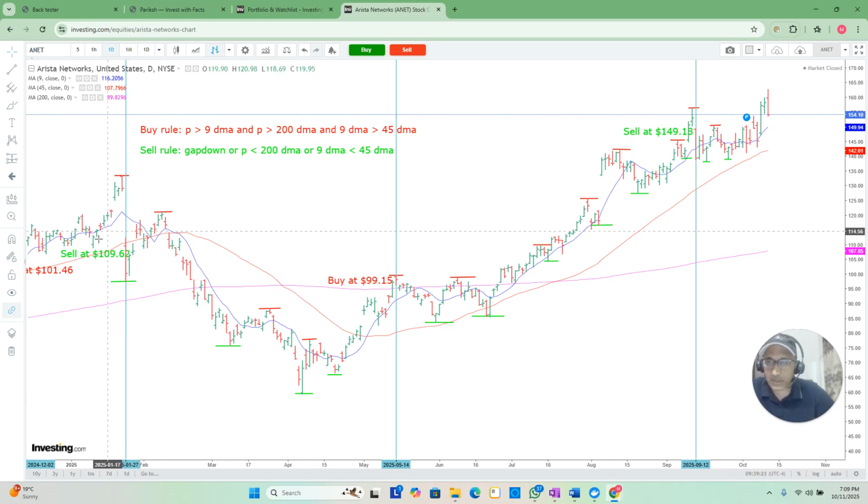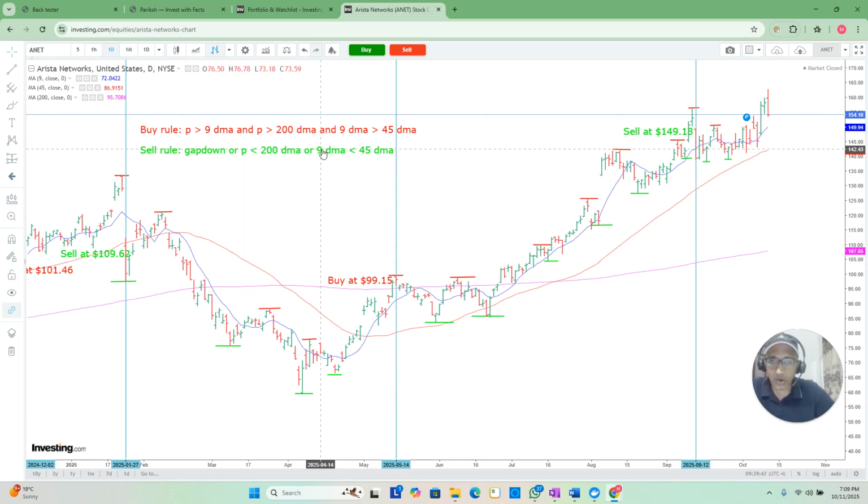The sell rule includes a gap down, which essentially means the opening price of today is lower than the low of yesterday. This is a gap down. Or if the price is below the 200-day moving average, like this. Or if the 9 DMA is less than the 45 DMA, an example is right here.